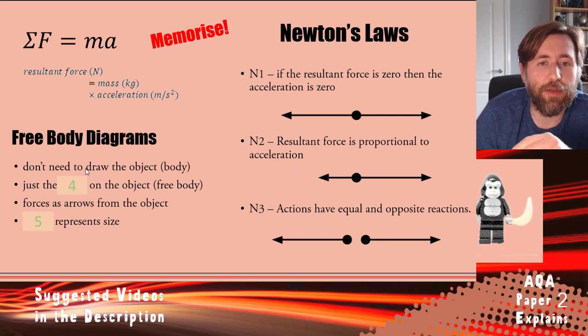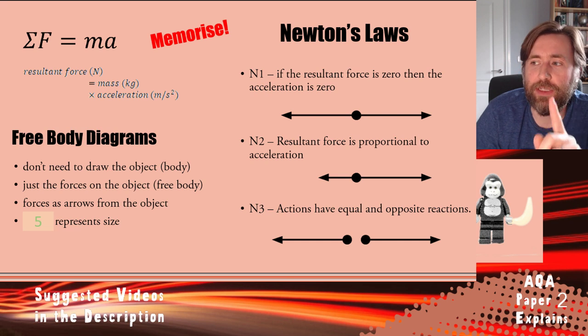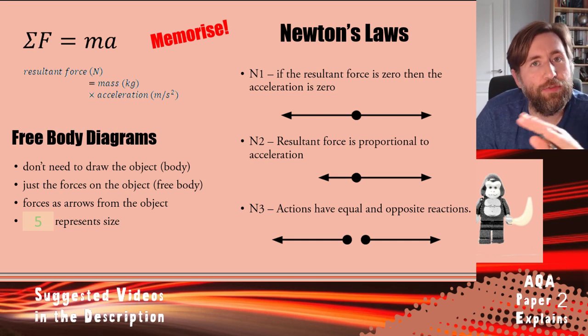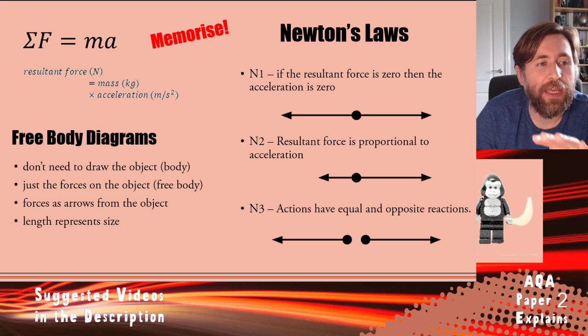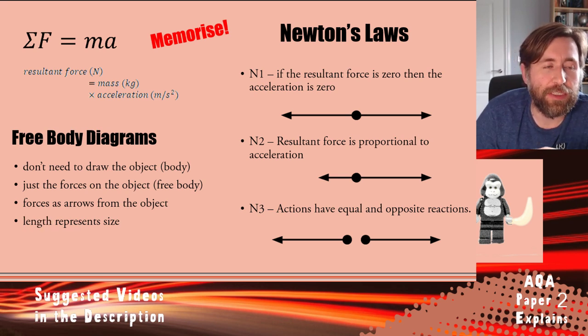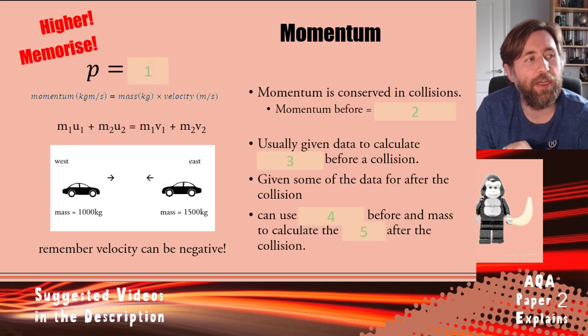If you're asked to do a free body diagram, you can just draw a dot to represent the body. Remember, we're just talking about the forces on one object, so just think about the individual object and what the forces on it are. Draw forces as arrows from the object, not towards it, and the length of those arrows represents the size of the force. Okay, hope that helps. Let's move on.